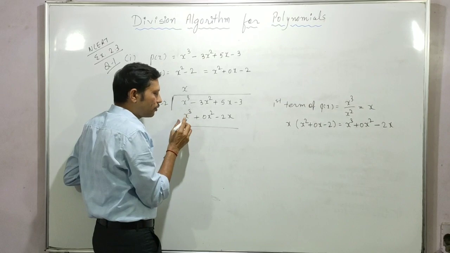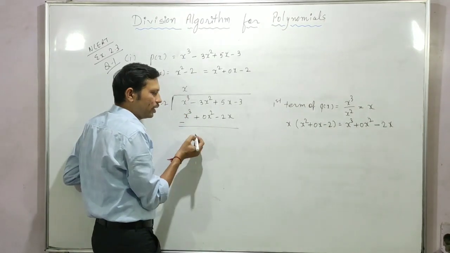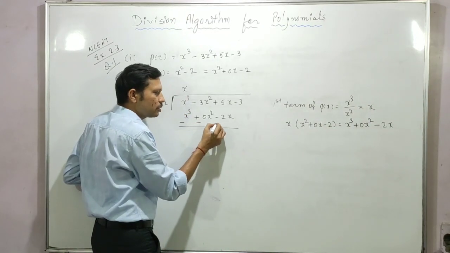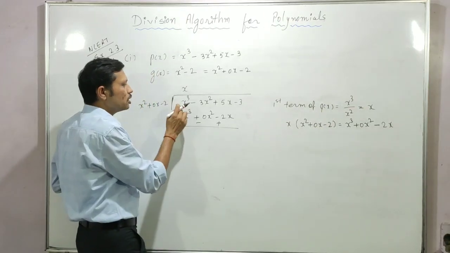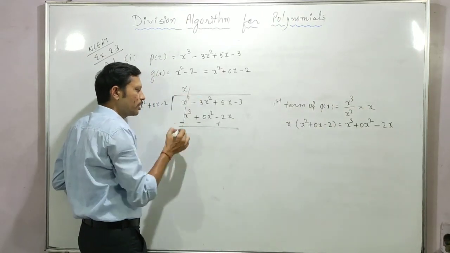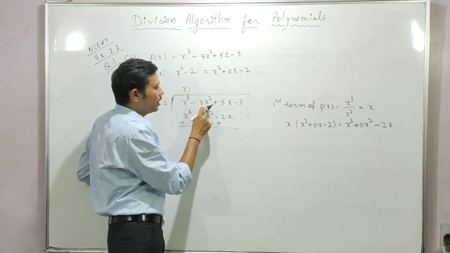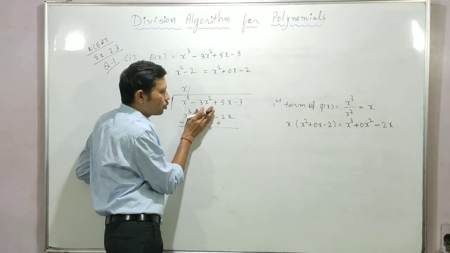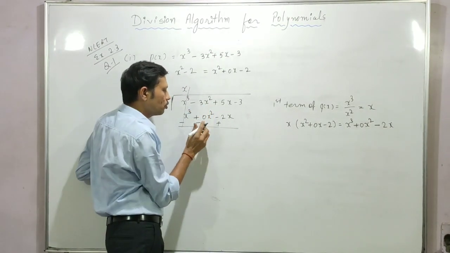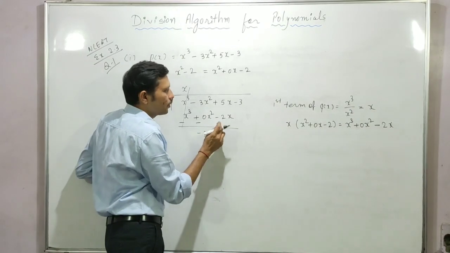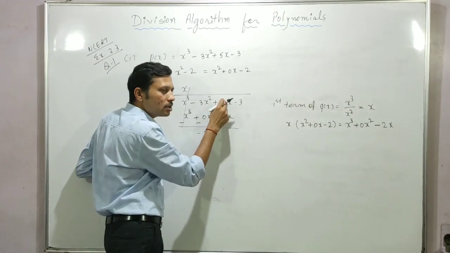This one should be subtracted as per our division. So this plus becomes minus, and minus becomes plus. Now see here, plus x cube minus x cube will be cancelled out. Minus 3x square, it's a 0x square, so this one is 0 almost. So minus 3x square. Here both are like terms.